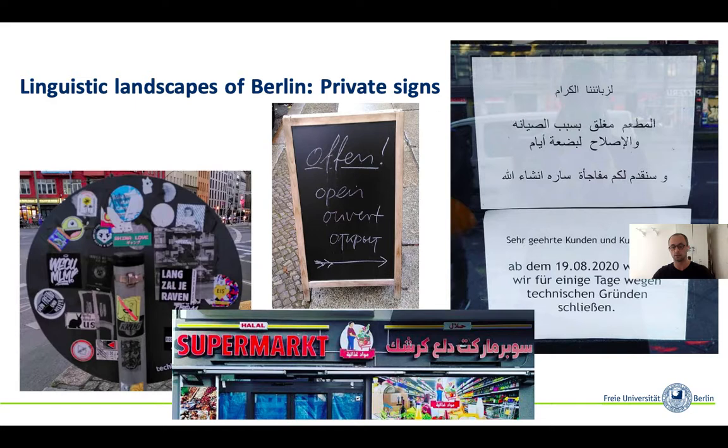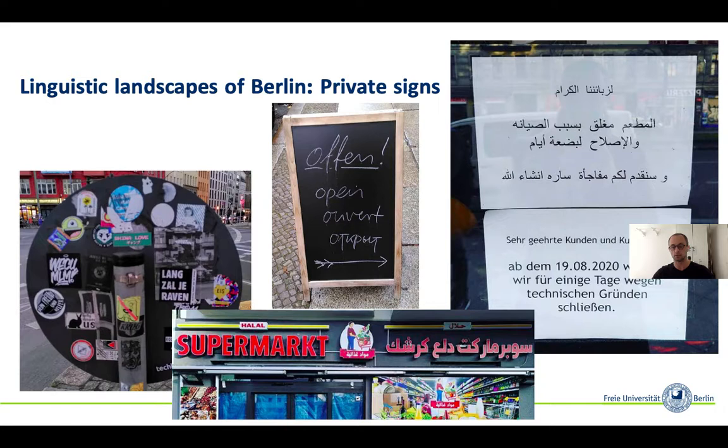Then there are also other, less regulated signs in Berlin that make up the linguistic landscape of Berlin. And those are private signs, right? And there are different types of these private signs. It can be signs that tell you that a shop is open, as the one in the middle for a bookshop. Or you have stickers or something like that put wherever people want to put them, right? They have different functions.